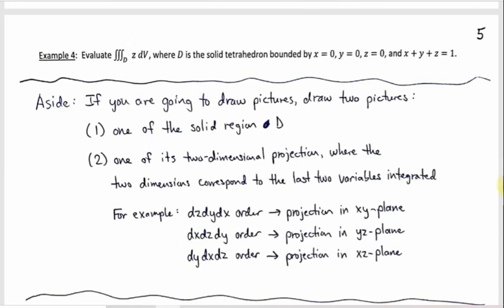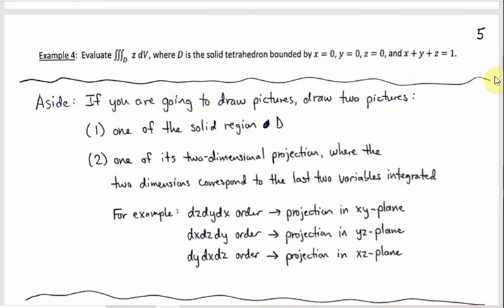So this fourth example doesn't have a picture. It tells us what we need to do. We've got to integrate z over region D, where D is the solid tetrahedron bounded by x equals 0, y equals 0, z equals 0, and x plus y plus z equals 1.